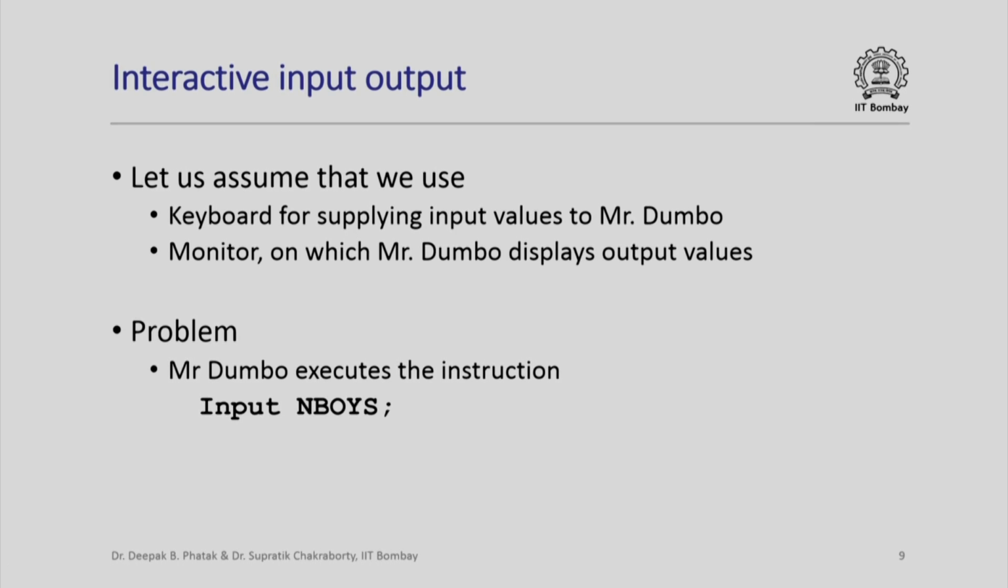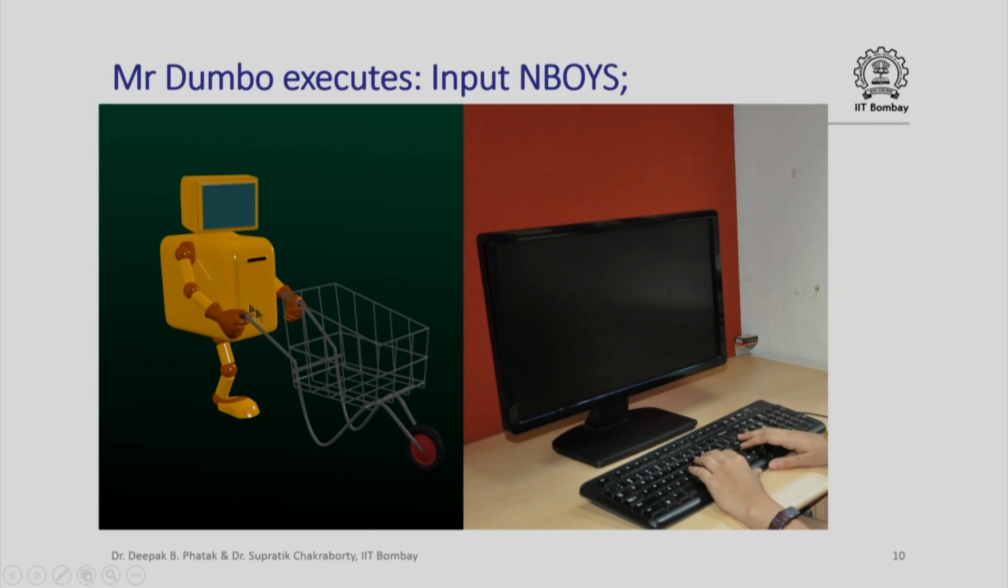Assume then that an input operation will require that we type in a value on a keyboard, and an output operation will cause Mr. Dumbo to bring a value and display it on the monitor. But there is a problem. Imagine that Mr. Dumbo is executing the instruction input NBOYS. Let us see what happens. Here is Mr. Dumbo. He is executing the instruction input NBOYS. He has brought his card and he is waiting on the other side of our computer screen.